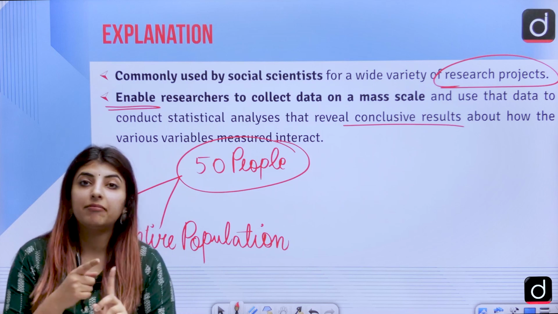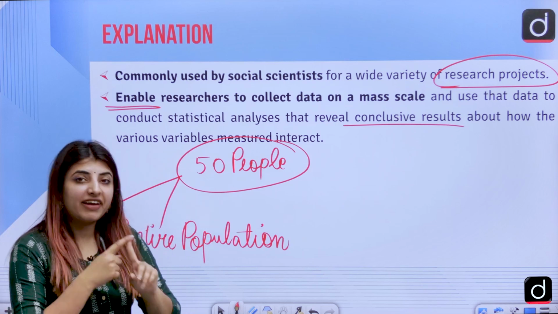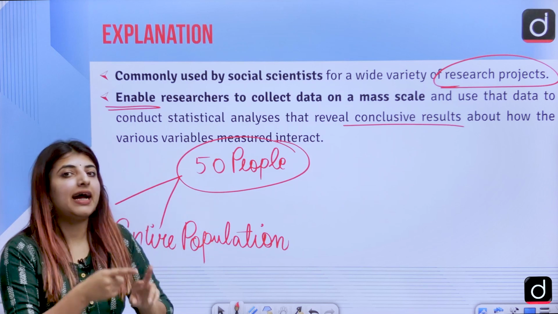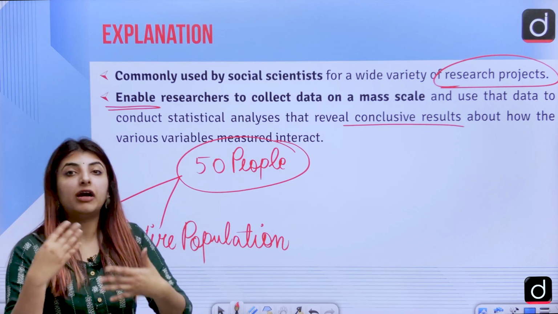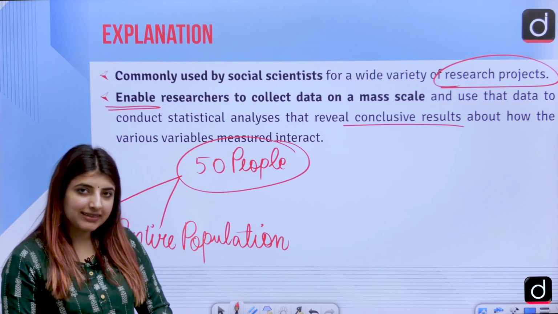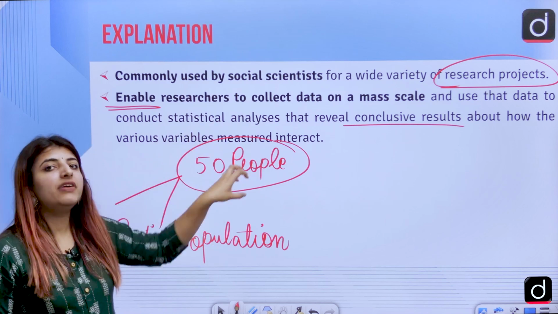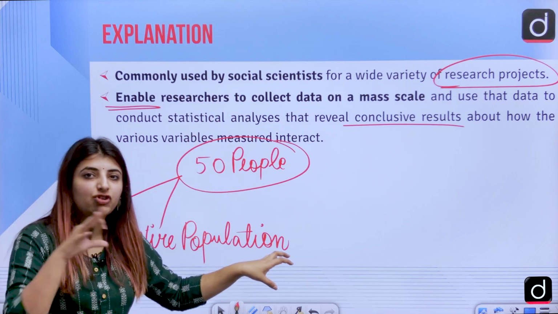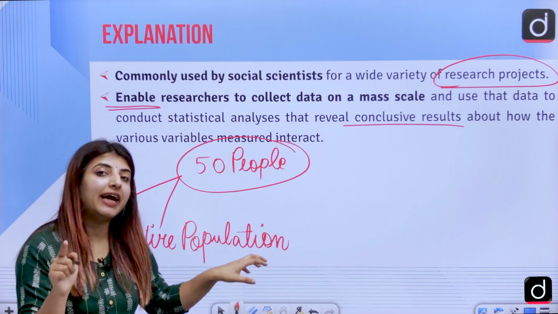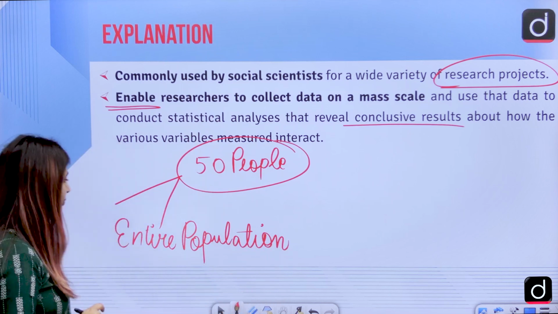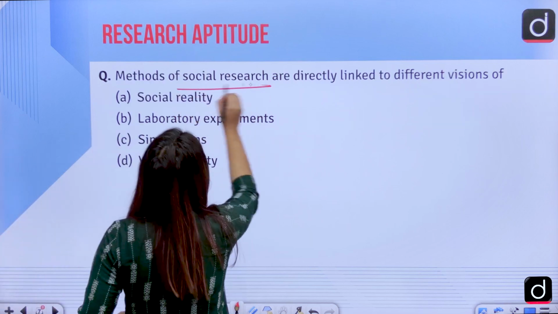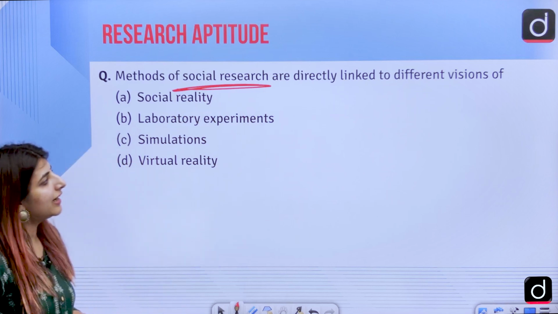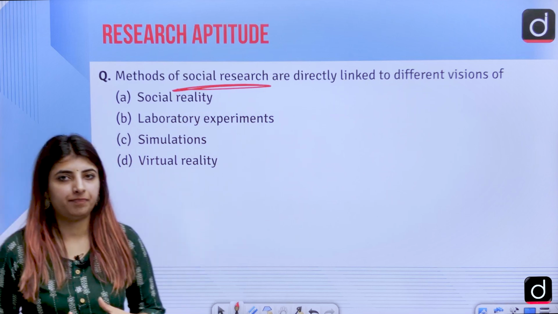If I am saying that when I want to feel happy, I eat this very thing, which makes me feel a little bit comfortable or at ease with myself, so how the variables interact with each other is also what can be observed using survey research. Next question is, methods of social research are directly linked to different versions of what?